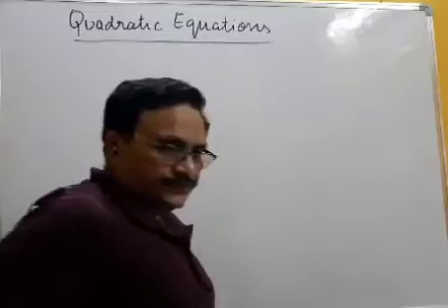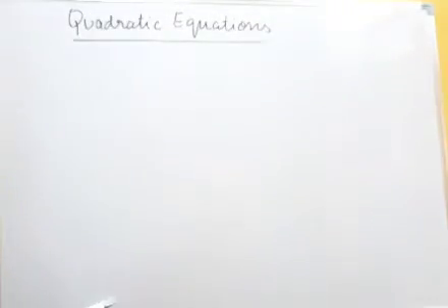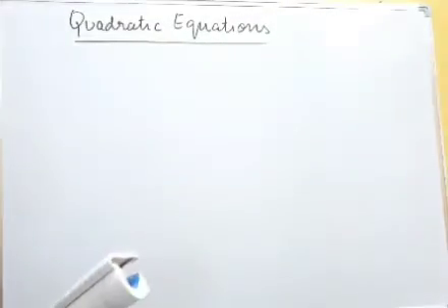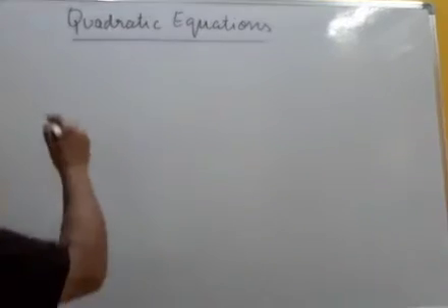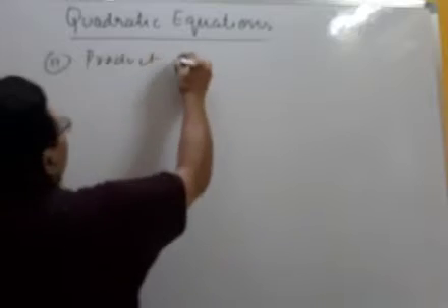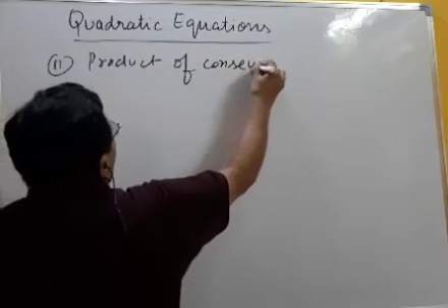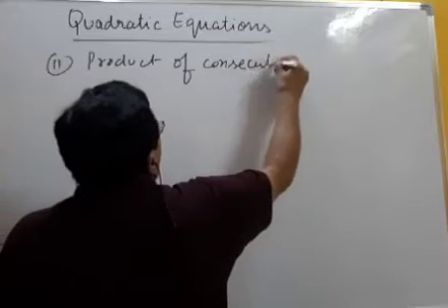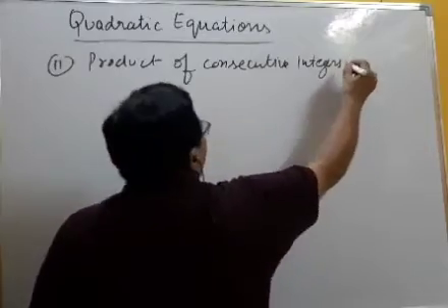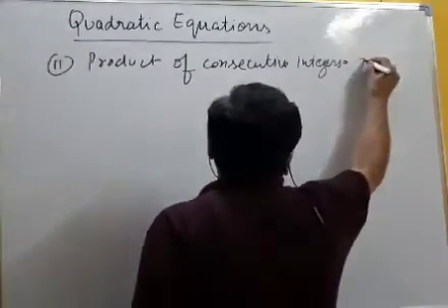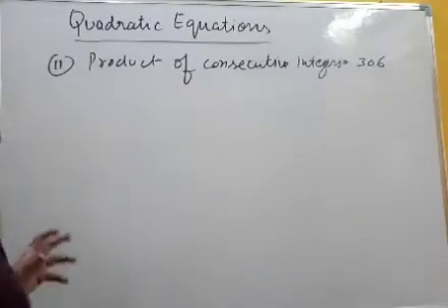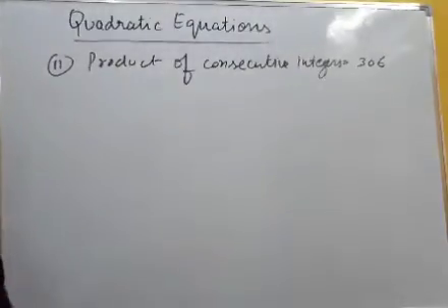See the second question. The product of two consecutive positive integers is 306. I am writing the given part. And you have to find the integers. So, product of two consecutive integers.